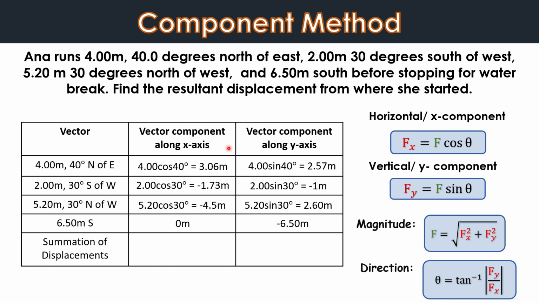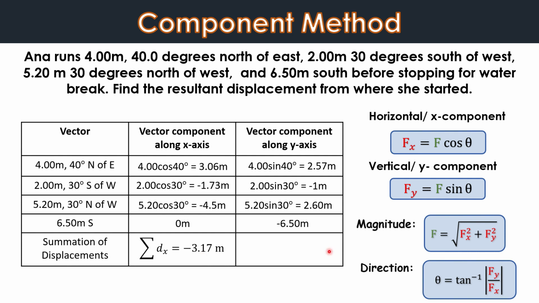Now, after natin mahanap yung components, we can now add them along the x component and along the y component. Of course, technically, we are adding the vectors. Pero dahil may mga negatives din tayo, magsasubtract na rin tayo later on. So magiging 3.06 minus 1.73 minus 4.5. And the summation of displacements or the summation of vectors along x-axis is negative 3.17 meters. Kahit hindi nyo nalagyan ito, okay, diretso na lang kayo na 3.17. Negative, okay, kasi syempre yun ang lalabas sa calculator ninyo.